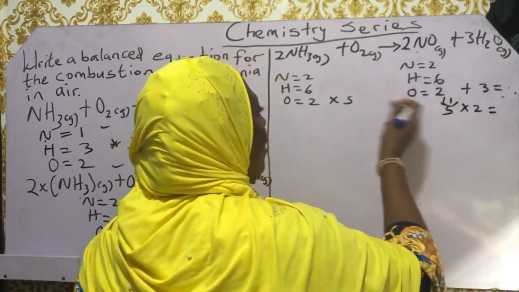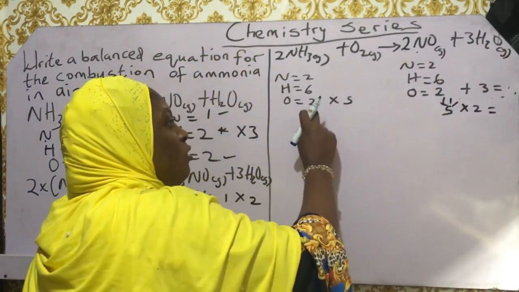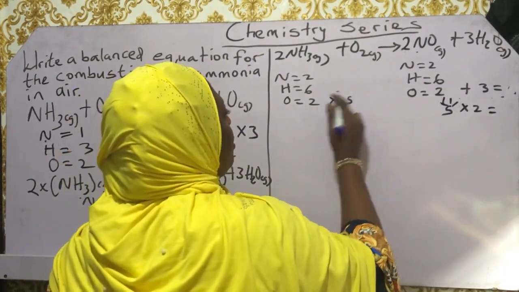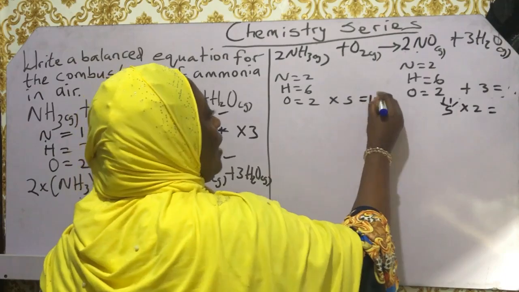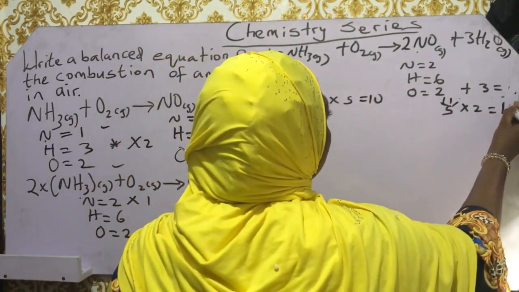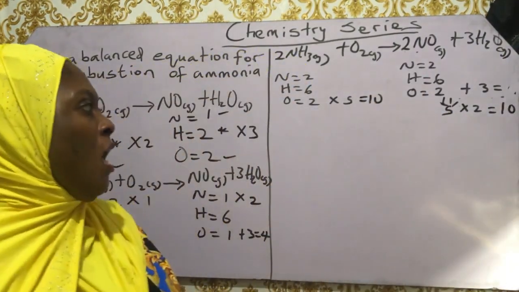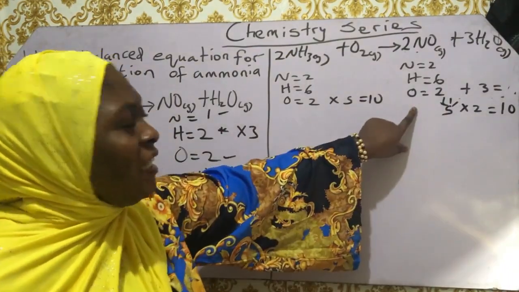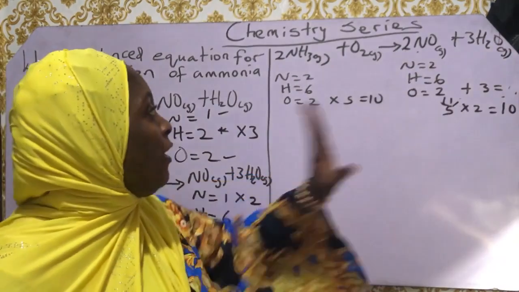Remember, we want to multiply by 2, this 2, to make it equal. Because when you multiply 2 by 5, it becomes 10. When you multiply 5 by 2, it becomes 10. But remember, anywhere you have oxygen in the product, you multiply by 2.